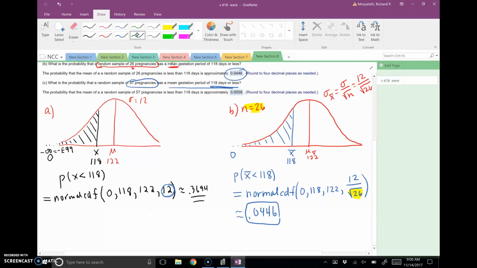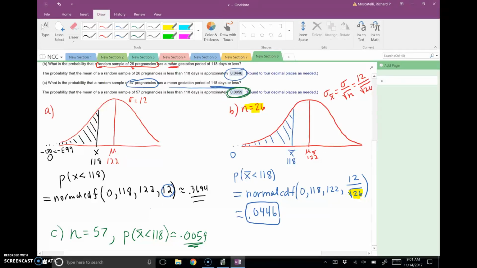So for part C, when we have an n of 57, the probability that x bar is less than 118 is about 0.0059. Now that's not even 1%, right? That's about 0.6 of 1%. Showing you that it's very unlikely. And if you look at my MyMathLab result for that, it was 0.0059.